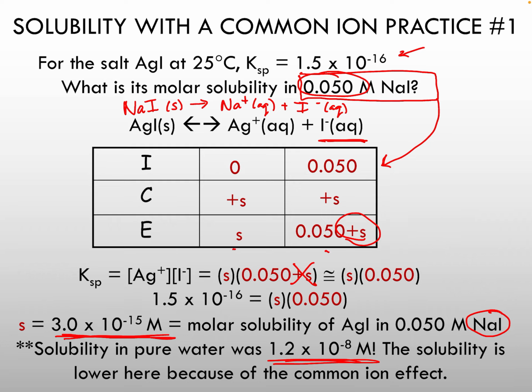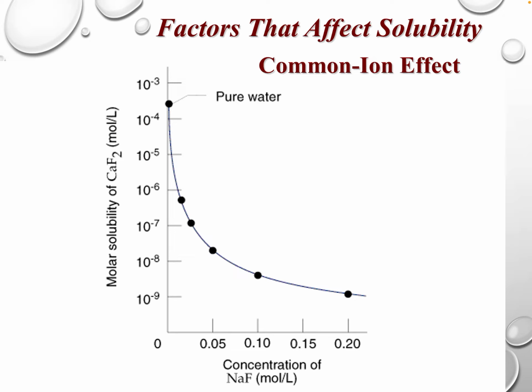Okay, so our solubility is always going to be lower when we have a common ion present. So here it is graphically. This is just showing you that as you increase the concentration of our common ion, we are rapidly decreasing our molar solubility. Even if something had decent solubility in pure water, as you increase the concentration of your common ion, you're going to get a very, very rapid decrease in solubility.